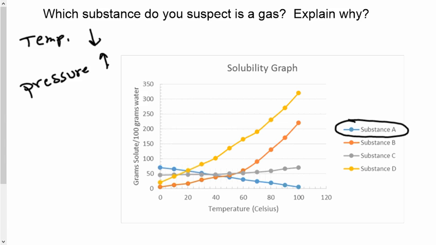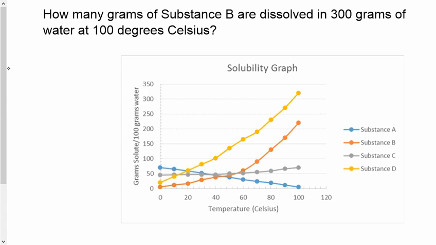Okay, one more question here. How many grams of substance B are dissolved in 300 grams of water at 100 degrees Celsius? Okay, pause the video and see if you can try it. Okay, assuming that you did pause the video, let's take a look.